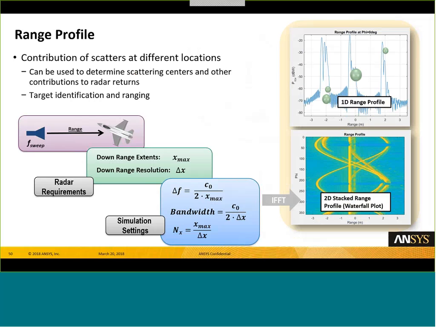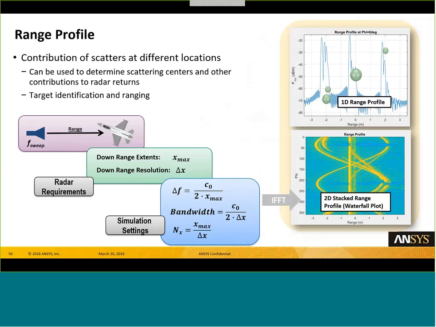So a range profile is really focused on identifying features at some distance from a predetermined target center. And the way it works is you can think of our radar requirements that ultimately generate our simulation settings. So for radar requirements, the first thing we need to know is the downrange extent. So that's the distance to the target. It's the range. So we can call that X max. And another thing we need is to know what the downrange resolution requirement is going to be.